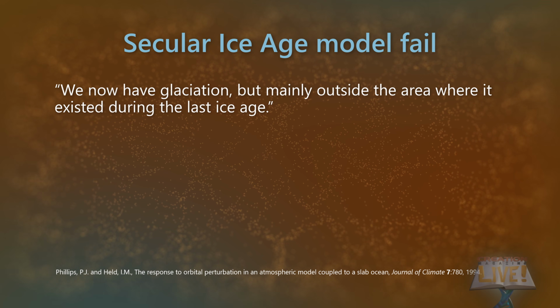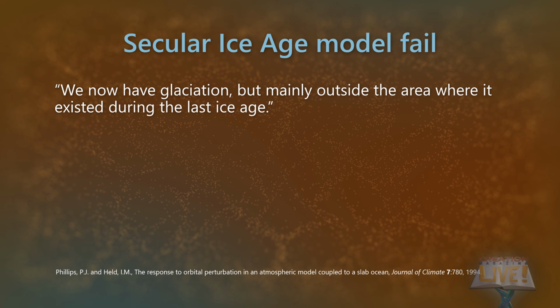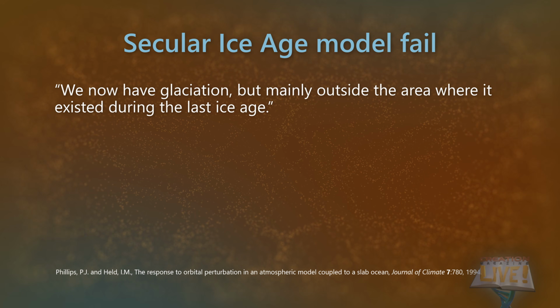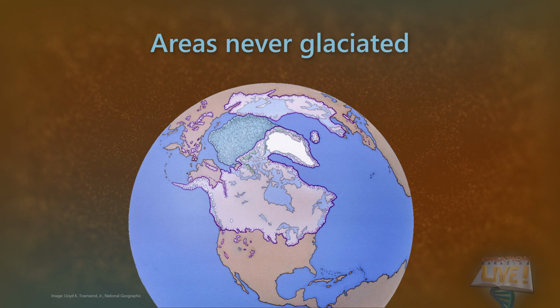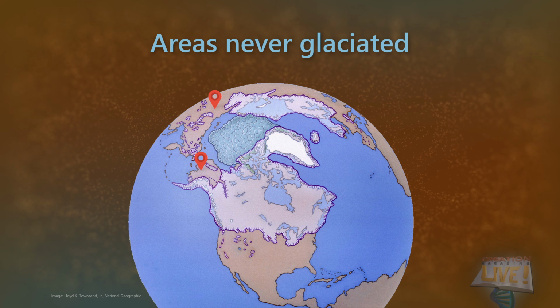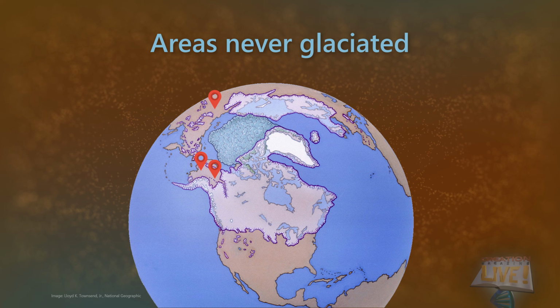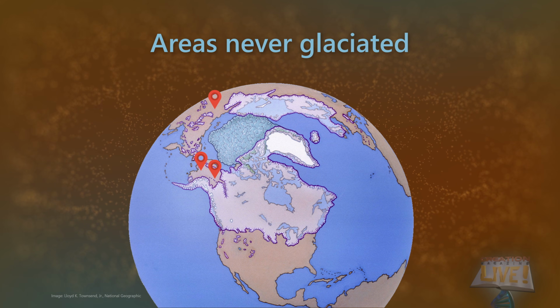Whoops. One paper in the Journal of Climate says, "We now have glaciation, but mainly outside the area where it existed during the last ice age." How's that work? Well, those areas are the lowlands of Siberia and Alaska and northwest Yukon Territory in Canada. They were never glaciated. They can't explain this discrepancy, but a model that has warm oceans after the flood easily explains the lack of glaciation in the coastal lowlands.